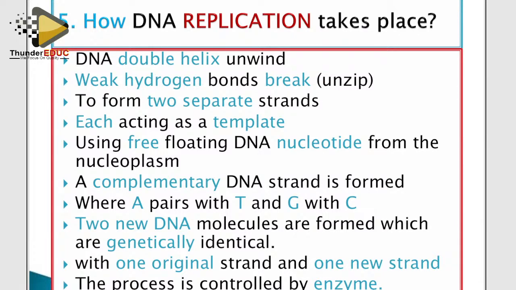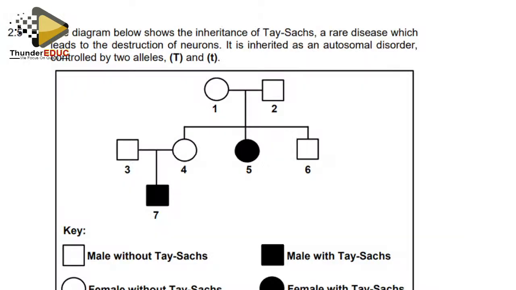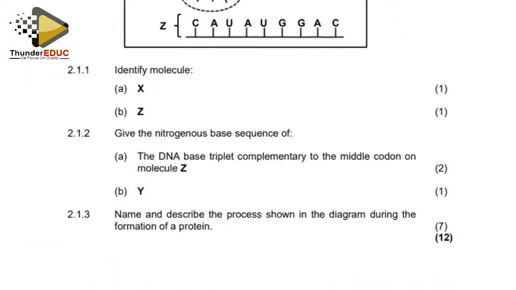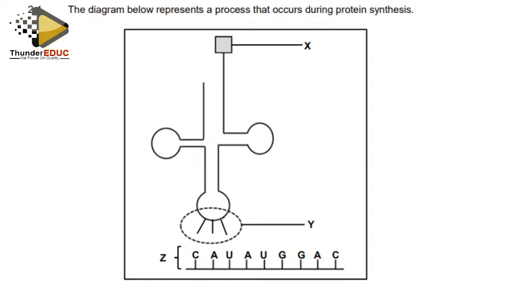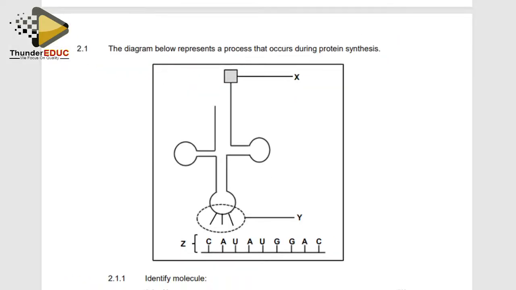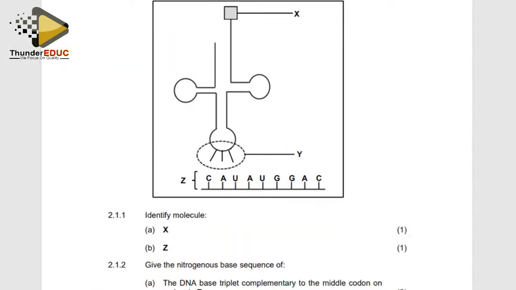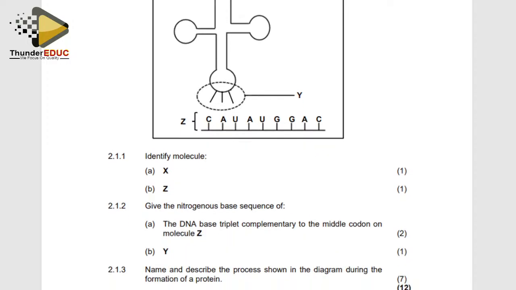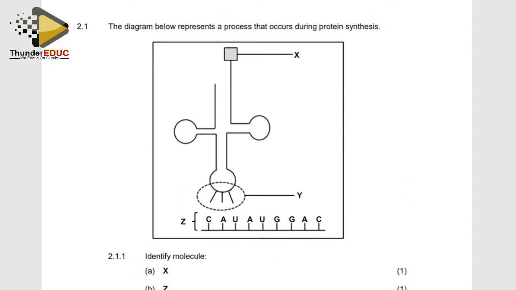But sometimes we can bring something. Let me see if I did prepare something like this. For example, this question is saying that the diagram below represents the process that occurs during protein synthesis. Identify X, identify Z. But here they say name and describe the process. Sometimes they don't say name the process, they just say describe the process. So when you name the process, we give you marks, and when you describe it, we give you marks. Even if they have not said name, as long as they have not identified that process, make sure that you identify it and then you describe it.